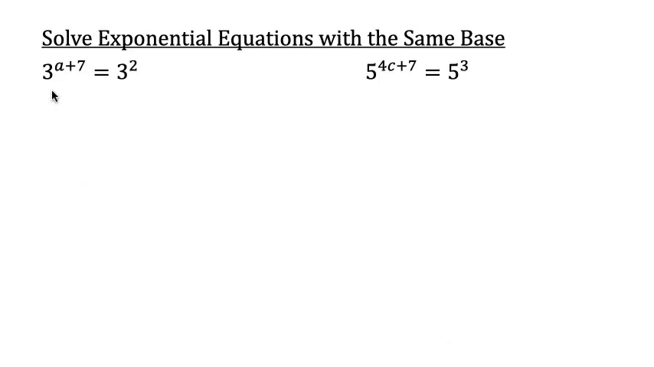For example, here we have 3 to the power of a plus 7 equal to 3 squared. Now these two exponential expressions have the same base. They both have 3 in the base, and they're equal to each other. So that means the exponents must be equal to each other. So I'm going to write a different equation, a plus 7 equals 2, where I say this exponent equals this exponent. And we'll just solve this equation to solve for the variable.